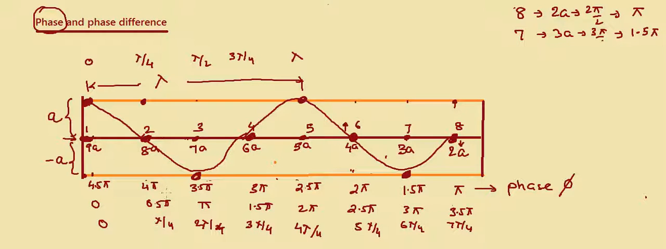If we try to find out the phase difference between particle 1 and all the other particles, we'll get something like this. The phase of particle 1 is 4.5 pi, the phase of particle 8 is pi. So the phase difference between particle 8 and particle 1 is 4.5 pi minus pi, which is 3.5 pi. Similarly, the phase difference between particle 1 and particle 7 will be 4.5 pi minus 1.5 pi. And like this it will be 2.5 pi, 2 pi, 1.5 pi, and so on. So this is the phase difference between the particles.